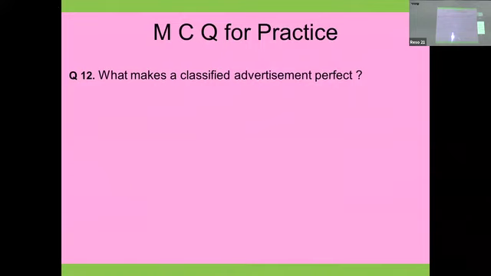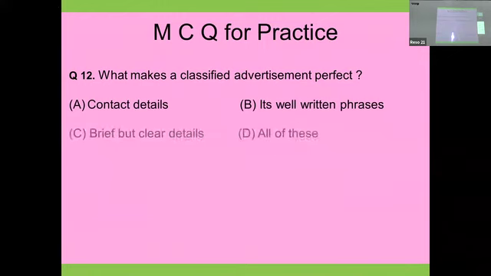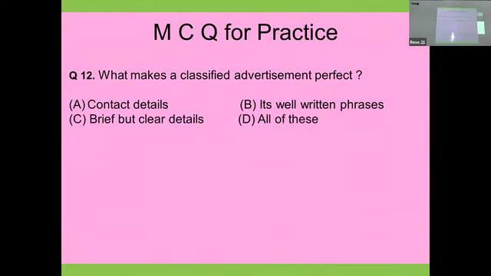What makes a classified ad perfect? Contact details, well-written phrases, brief but clear details, or all of these? All of these. Read carefully. All of these. I would say be confident enough. It is all of these.